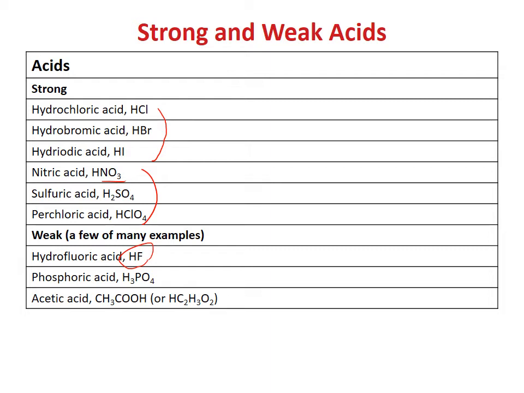If you remember the rule, the number of oxygens minus the number of hydrogens is equal to or greater than 2. So in this case, it's 3 minus 1 equals 2. And in this case, it's 4 minus 1 equals 3. And these are strong acids. On the other hand, phosphoric acid, 4 minus 3 equals 1, so less than 2, and that's a weak acid. Also remember, all organic acids are generally weak acids. So acetic acid is a weak acid.